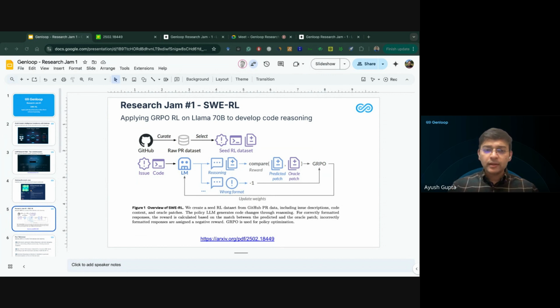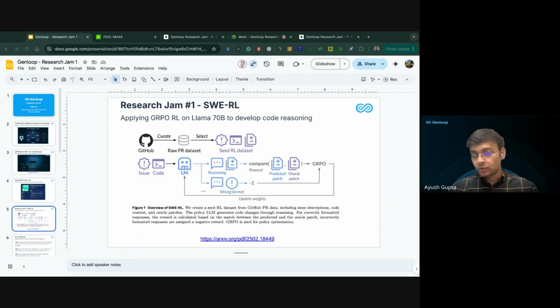One small point though is the compare function that they're using here is Python difflib SequenceMatcher. So basically they're just doing a sequence match here. So I wouldn't say the compare function is the best one to give the reward, but still a good start.